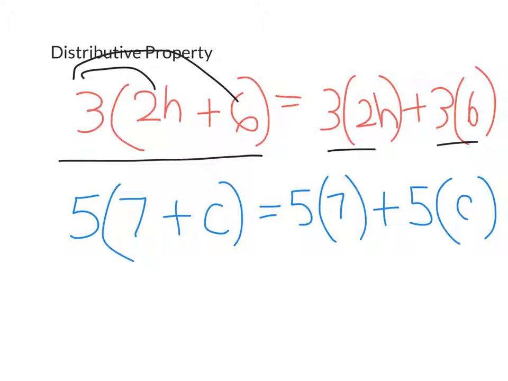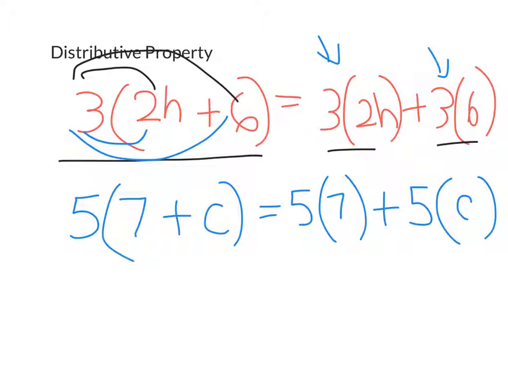So when I do 3 times 2h, that's this part right here. And then I'm going to go ahead and do 3 times 6, and that's this part right here. And a lot of times it's easier to simplify things if you can do it that way.